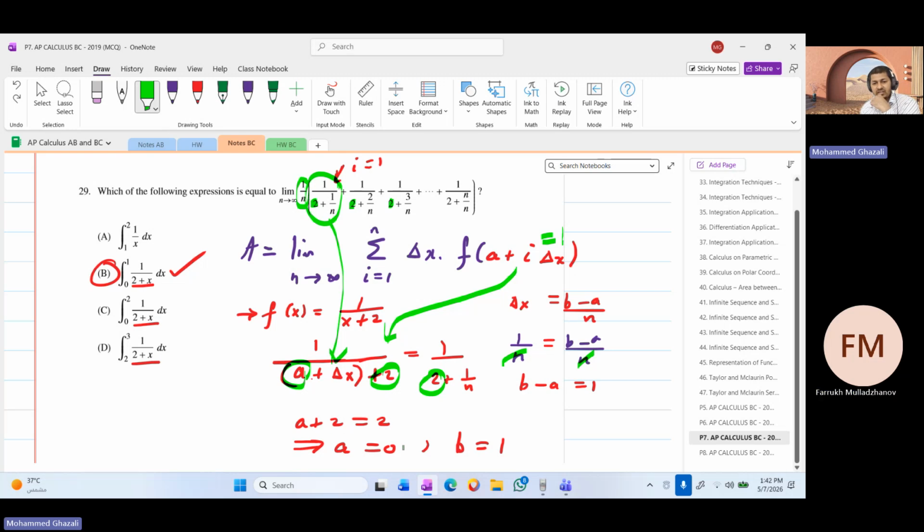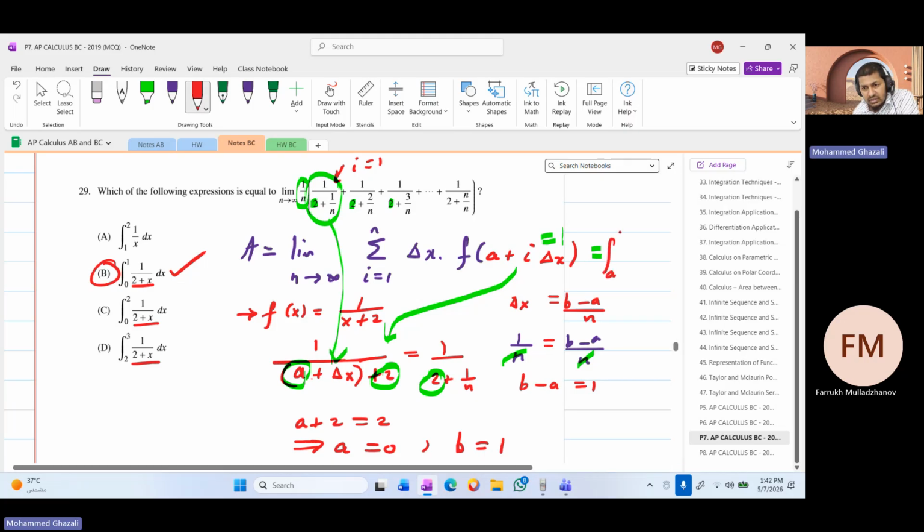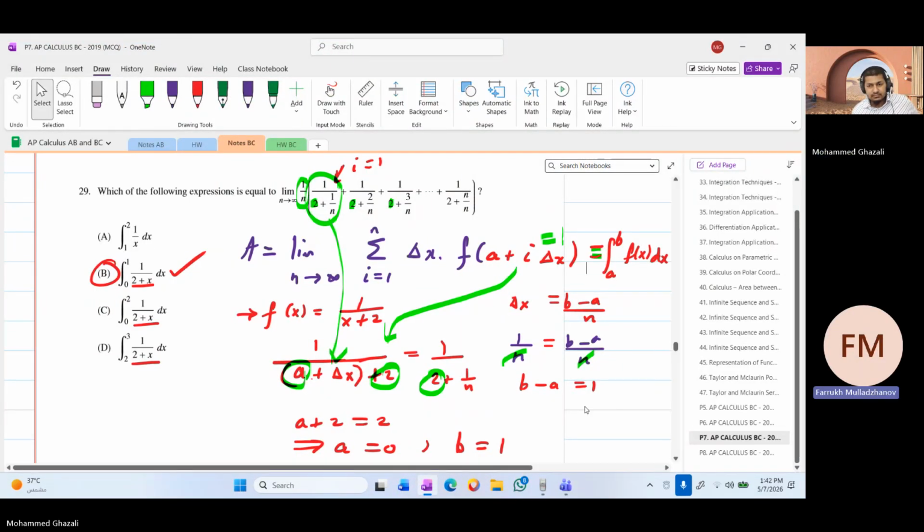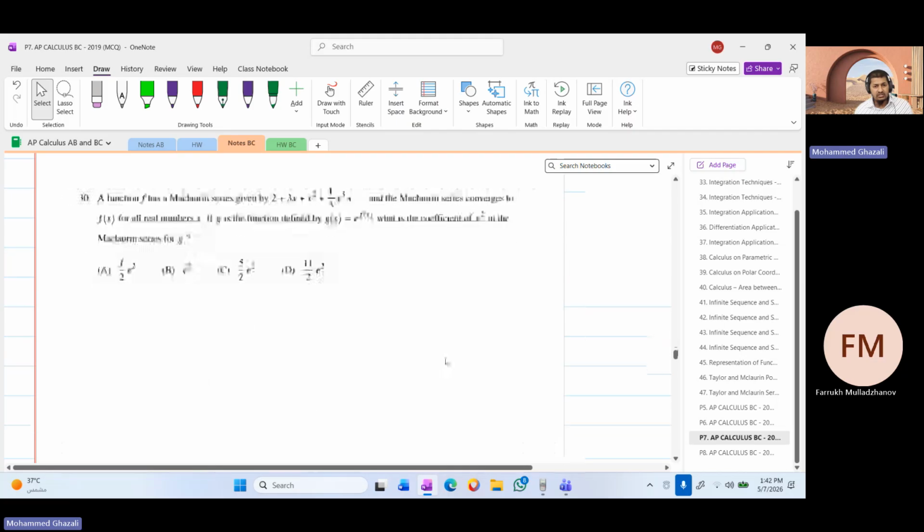So a is 0 and b is 1, and those are the boundaries of your integral. Remember, this is equal to the integral from a to b of f of x dx. That's your Riemann sum. Make sense? So from 0 to 1 of 1 over 2 plus x dx. That's your Riemann sum. All right, next question, last question.